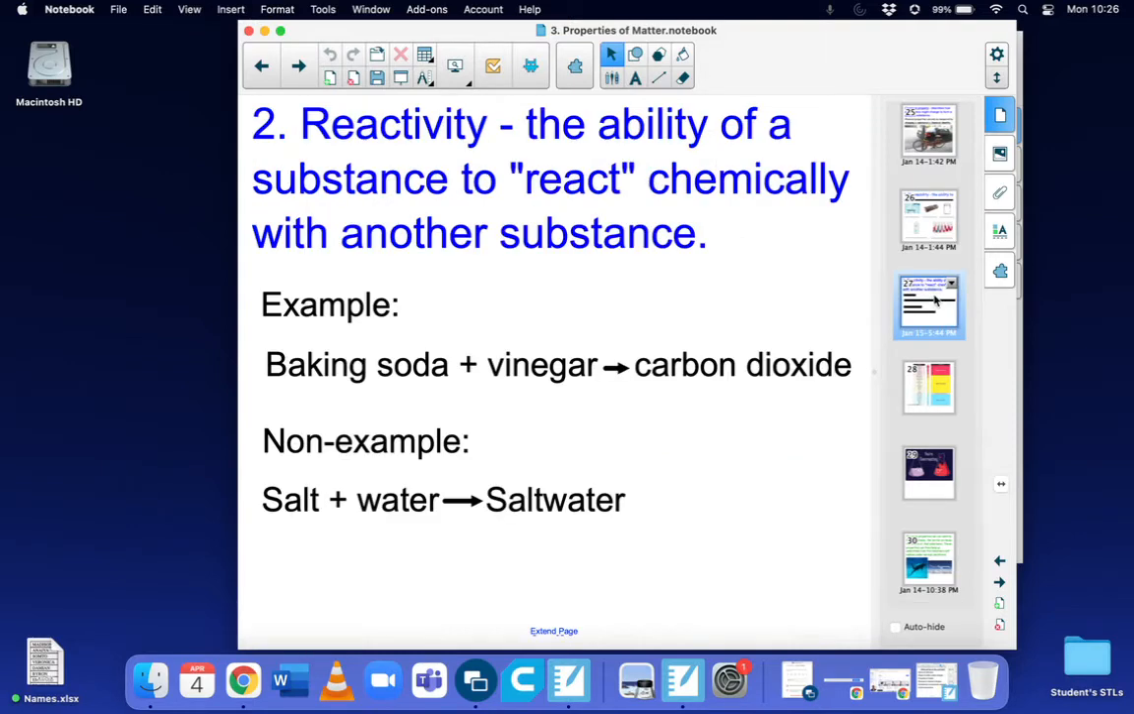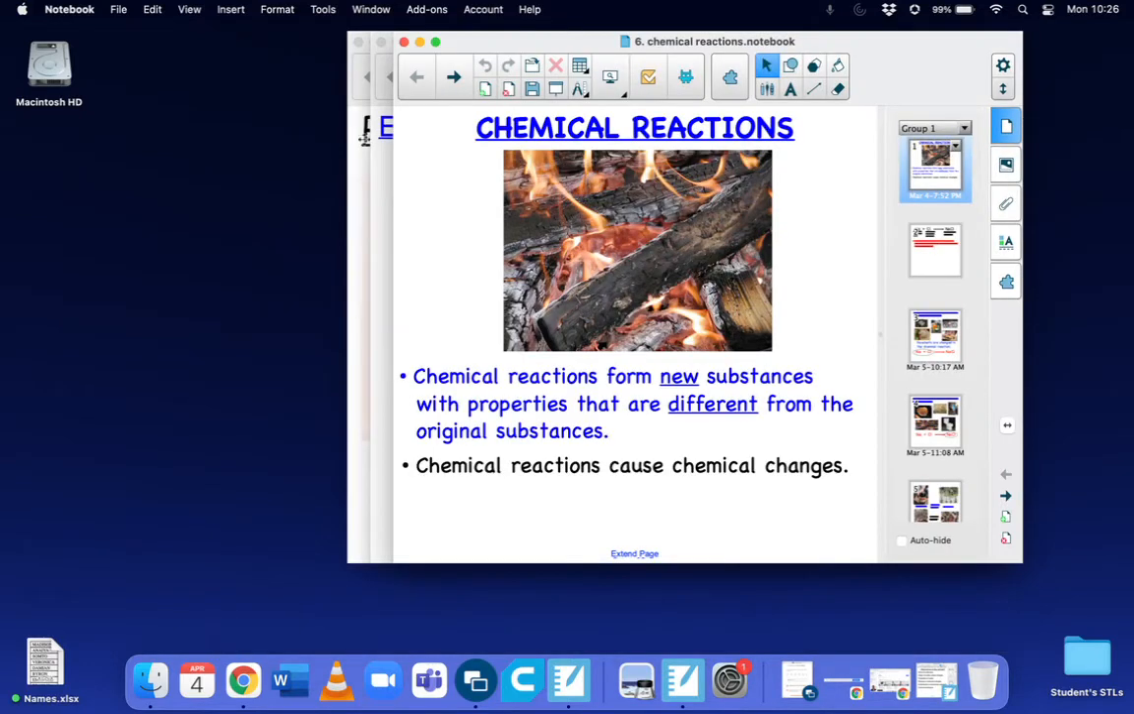Reactivity is another chemical property of matter. Does it react or not? If you mix salt and water and turn it into salt water, that's not a chemical reaction. It's just a physical change, because you can easily reverse that, right? You can evaporate all the water and the salt will remain. But if you mix baking soda and vinegar and it bubbles up into carbon dioxide, as we saw in our lab, you can't easily undo that reaction. These are reactive. They reacted with each other and formed a brand new substance. Okay, so that's it for properties of matter.